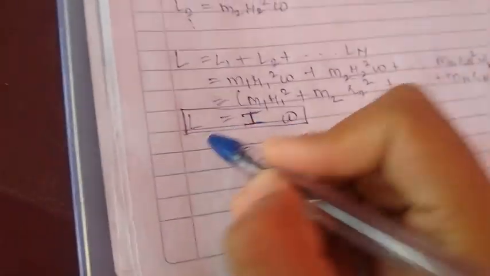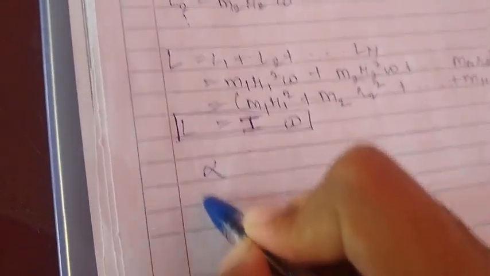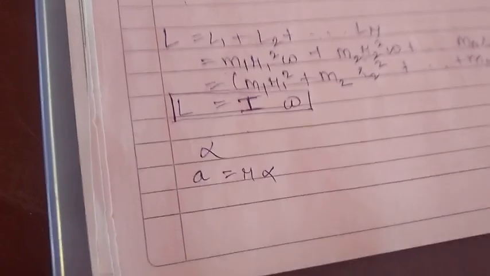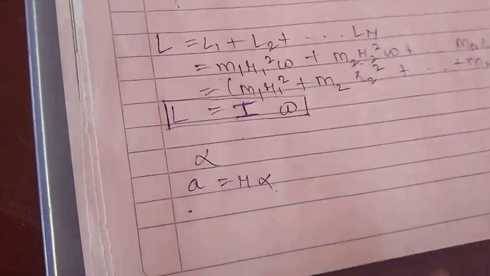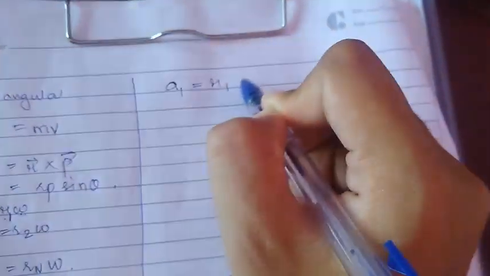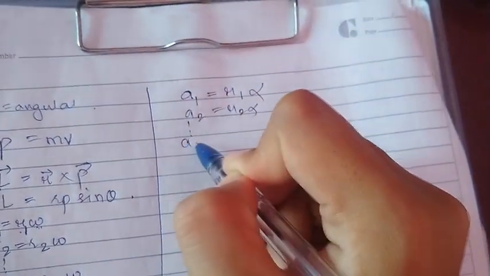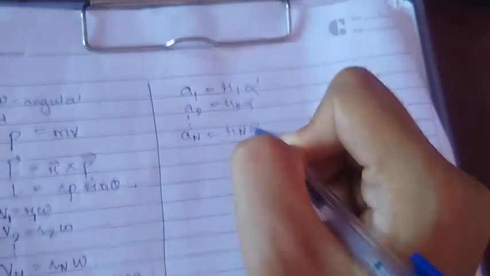Now consider that in that object the angular acceleration is given by alpha. In the previous lecture I gave the relation between the linear acceleration and the angular acceleration. So linear acceleration is equal to r alpha, where a is linear acceleration and alpha is angular acceleration. For the first particle, you can write a1 is equal to r1 alpha. Similarly, a2 is equal to r2 alpha, and so on. For the nth particle, an is equal to rn alpha.